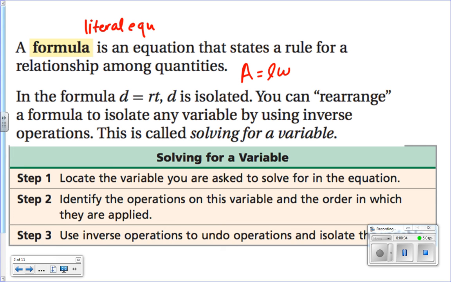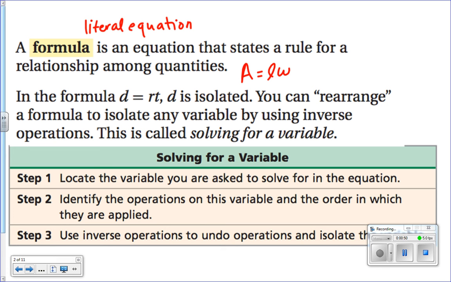So anytime I say literal equation, all I mean is an equation that's just full of letters, okay? It's unsolvable the way it is, and it just literally states some sort of relationship between quantities. For example, this states the relationship between length and width is that when you multiply them, you get area.